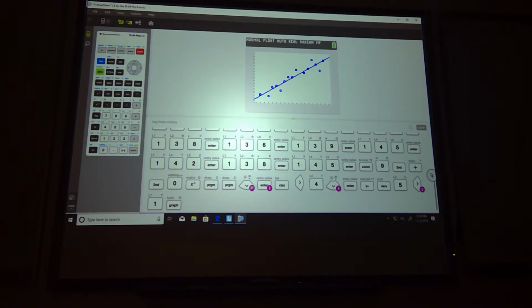Wait, I thought your line of best fit had to be completely straight. That's a pretty straight line there. Is it? Statistics number 5. Mine is not straight. For a calculator, it's pretty straight.